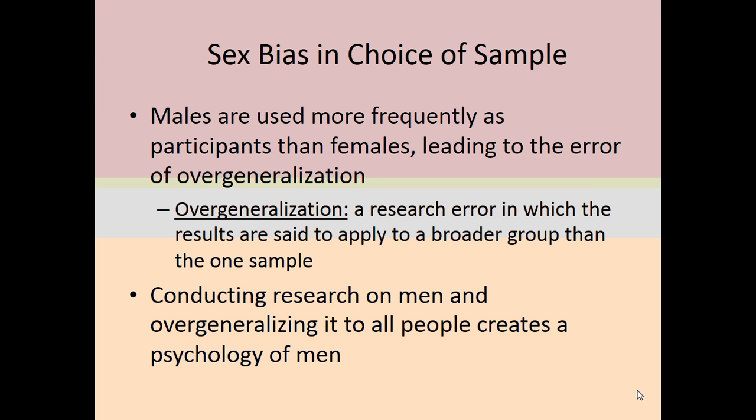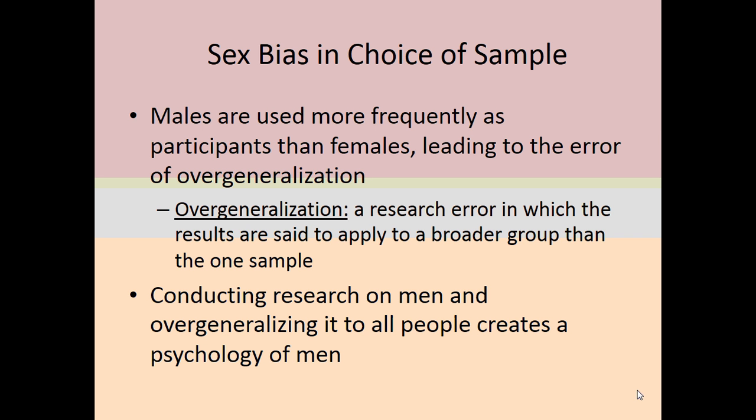Males tend to be more often used as participants in research, so this can lead to an overgeneralization. If we have a sample that's 75% male and 25% female, we take these results and we generalize them to the entire population. But that's only looking at a very small percentage of females compared to males, and that can create a big research error.